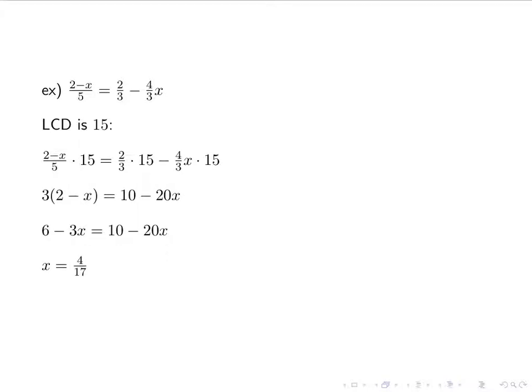You can check this. I checked it before. It does work. It gets a little messy sometimes when x is a fraction. You have fractions within fractions. But as long as you have time on the test, you should always check your answer. Right? There's no reason not to.